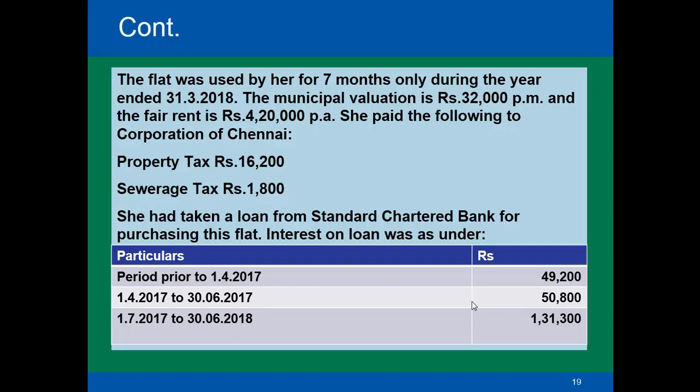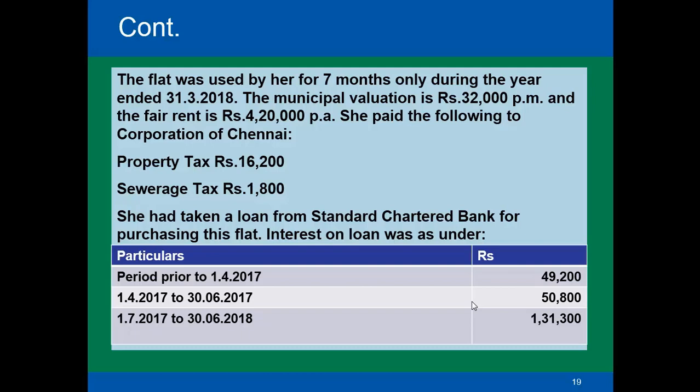She had taken a loan from Standard Chartered Bank for purchasing this flat. Interest on loan was as under. Period prior to 1st of April 2017, rupees 49,200. From 1st of April 2017 to 30th of June 2017, rupees 50,800. From 1st of July 2017 to 30th of June 2018, rupees 1,31,300.